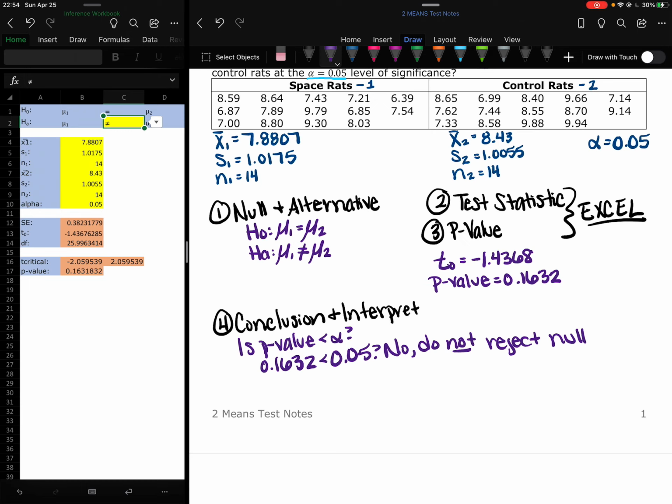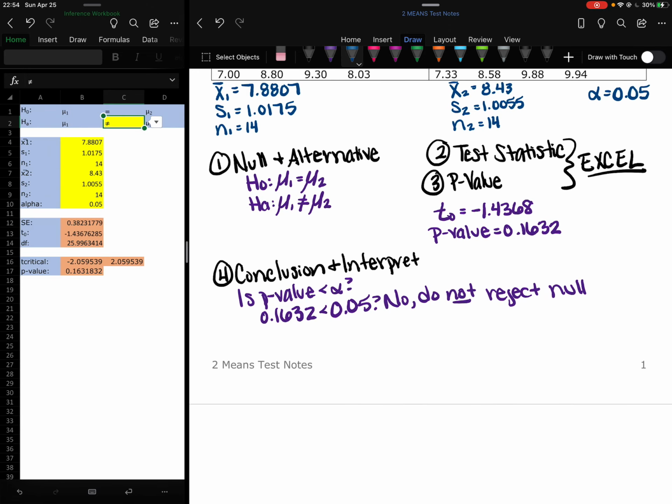We cannot prove our theory that the space flight is affecting the red blood cell mass, which is actually probably a good thing. So we do not have enough evidence. Remember, our evidence is our p-value. The evidence for our alternative is a small p-value. We did not have a small p-value, so that means we did not have the evidence we needed.